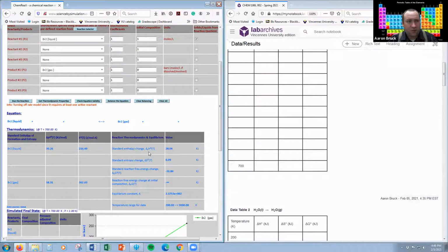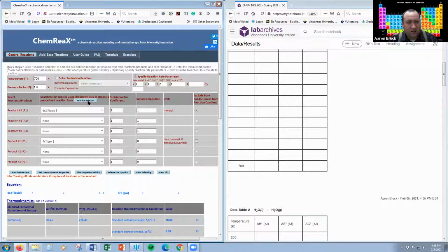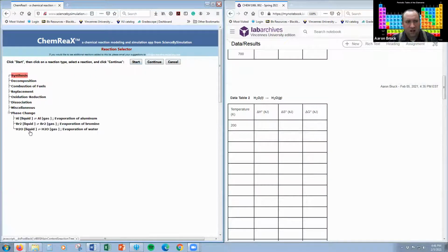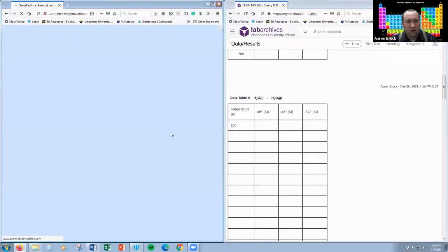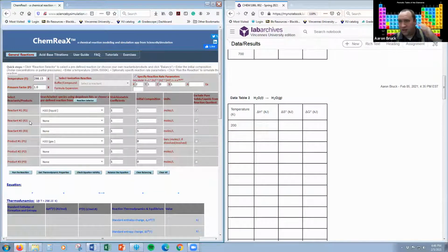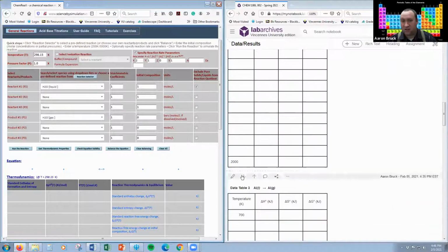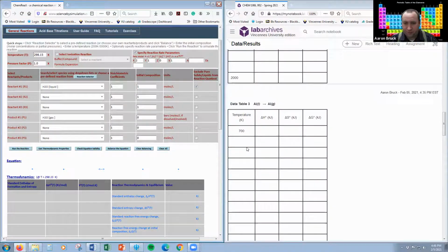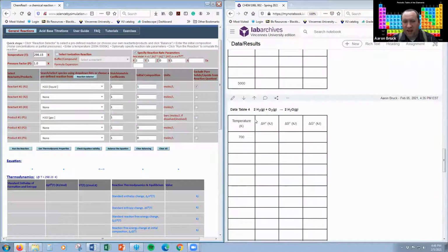After you've gotten all those data points, you're going to go back to reaction selector, and you're going to pick up the second reaction, which is also a phase change. So I hit start, phase change. Here I'm going for the evaporation of water, continue, and then repeat the entire process again. 200 degrees, run, 700 degrees, or excuse me, in this case, 2000 degrees, run, all the points in between. The third one is also a phase change, aluminum liquid to gas.